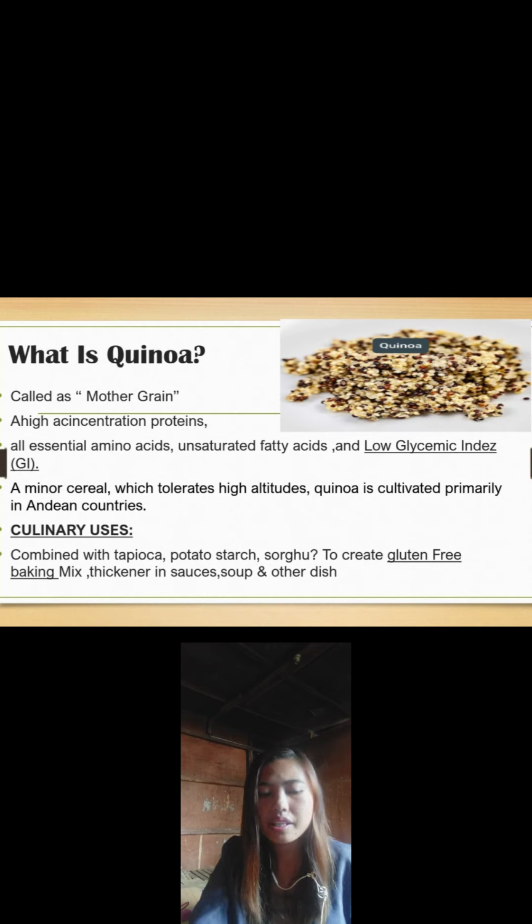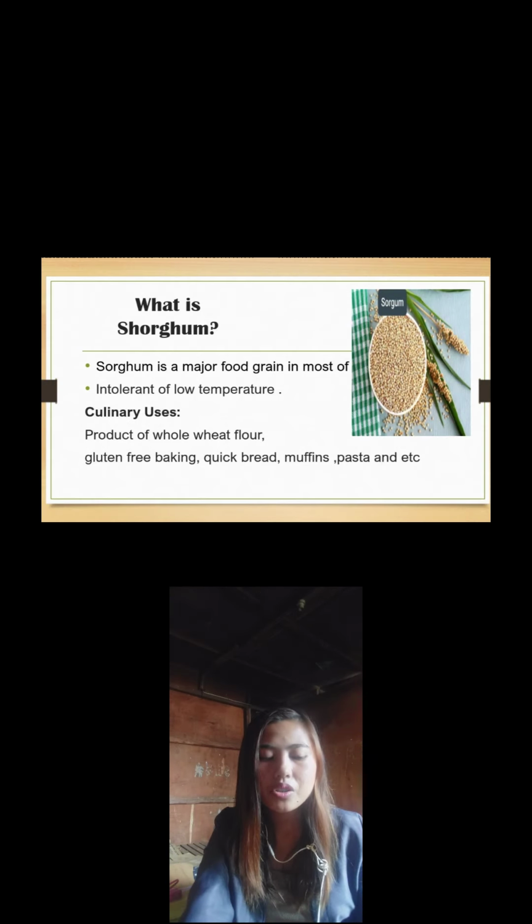So this is cultivated in Andean countries. The culinary uses of quinoa include being combined with tapioca and potato salads, creating gluten-free bonding mix, and serving as a thickener in sauces, soups, and other dishes. And also for making salads, it is stewed and added to the salad to improve its appearance and create a garnish.